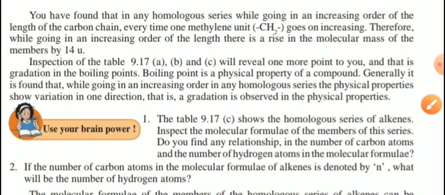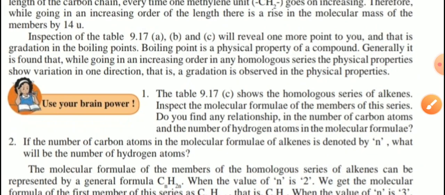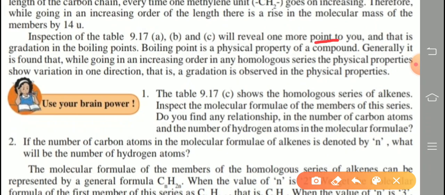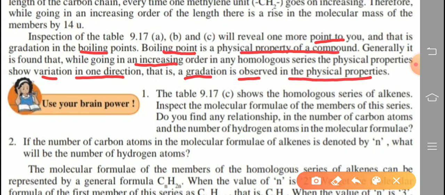Molecular mass is measured in Dalton, which we learned in standard 9. Now next one. Now inspection of table 9.17 on the previous page, A, B and C, will reveal one more point to you, and that is a gradation in the boiling point. Gradation means there is a slight difference in their boiling points. Boiling point is a physical property of a compound. Generally, it is found while going in increasing order in any homologous series. The physical properties show variation in one direction, that is, a gradation is observed in the physical properties.